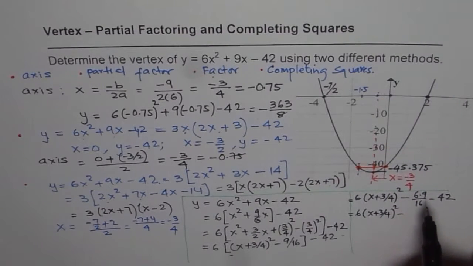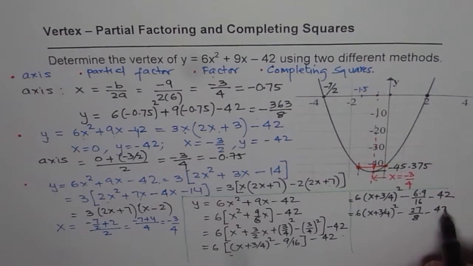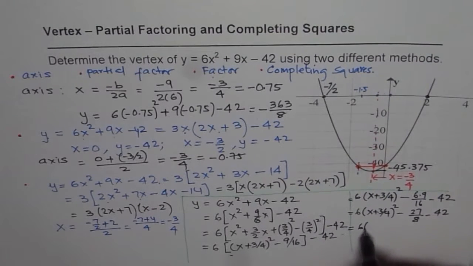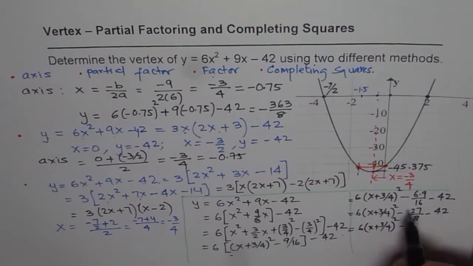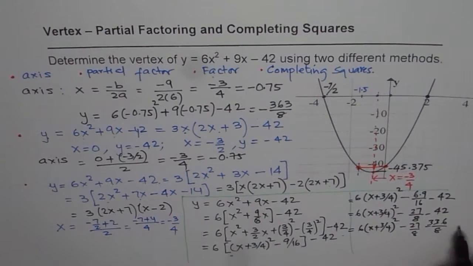If you simplify this, you can divide this by 2 each, right? So 3 times 9 is 27 over 8 minus 42, right? So that gives you 6 times x plus 3 over 4 whole square. I hope you can see them, right? 27 over 8. And to get 8 as the denominator, I have to multiply 42 by 8. So 8 times 2 is 16. 8 times 4 is 32. So we get 336 minus, right? This is minus in between.